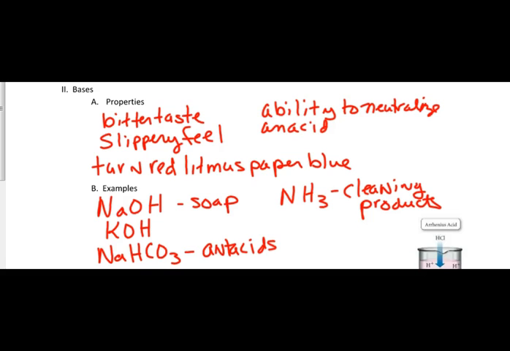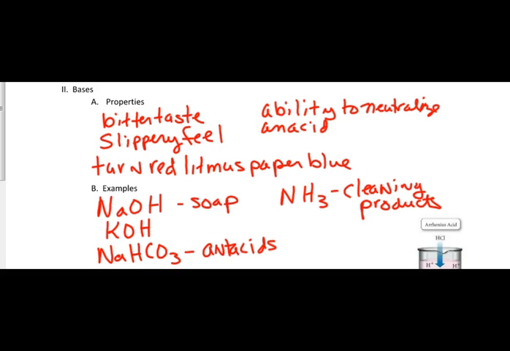Bases are used to neutralize your stomach acid. If you have an upset stomach, we use bases to neutralize that. So let's talk about some of the things. Sodium hydroxide is an example of a base. It's used in soap and plastic making. Potassium hydroxide is used in electroplating and, again, soap production or batteries.